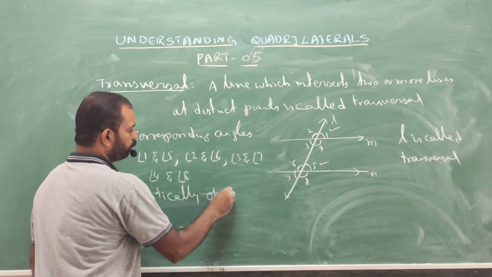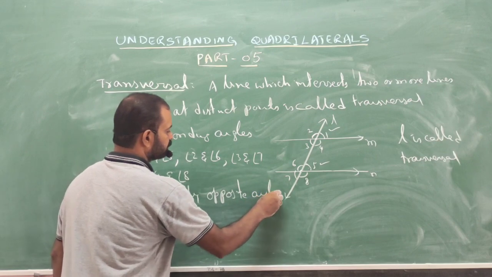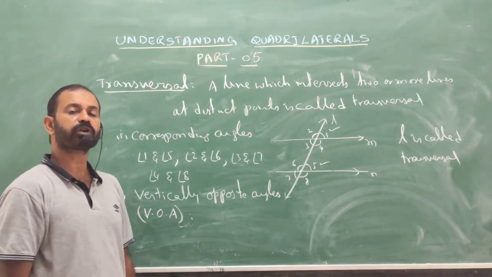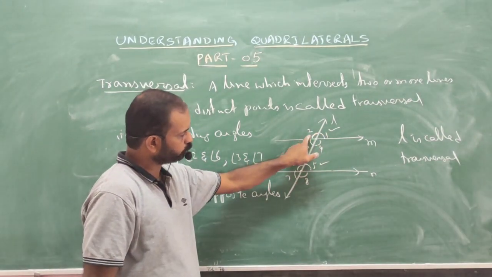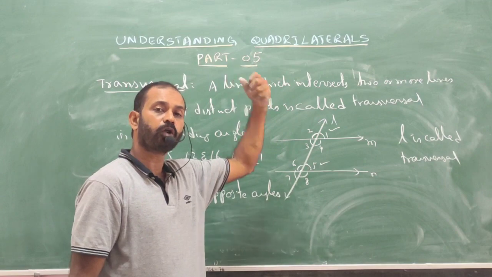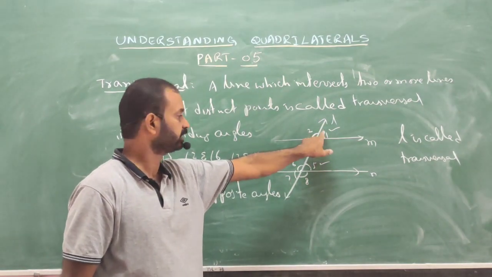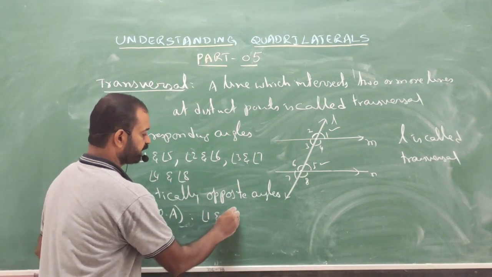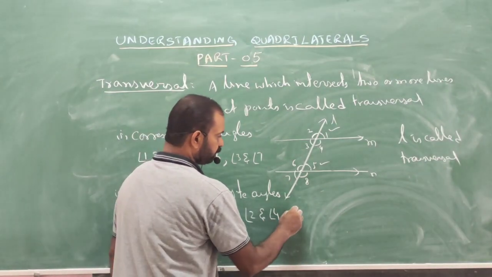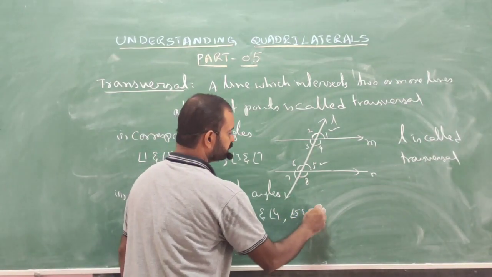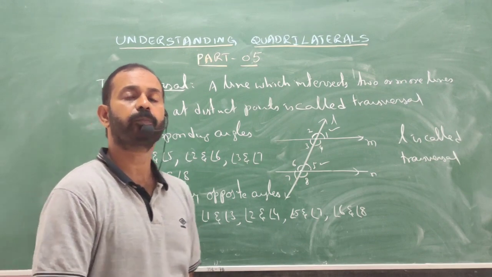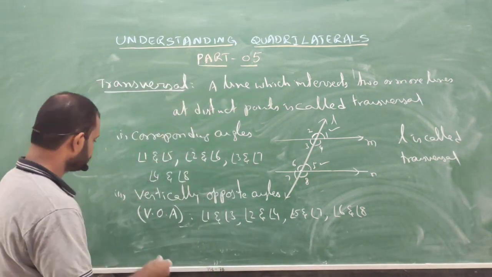Next, the second one: vertically opposite angles, or you call it VOA. What are the vertically opposite angles? When two lines intersect, the opposite angles are called vertically opposite angles, and they are always equal to one another. Here, angle 1 and angle 3, angle 2 and angle 4, angle 5 and angle 7, angle 6 and angle 8 are called vertically opposite angles.